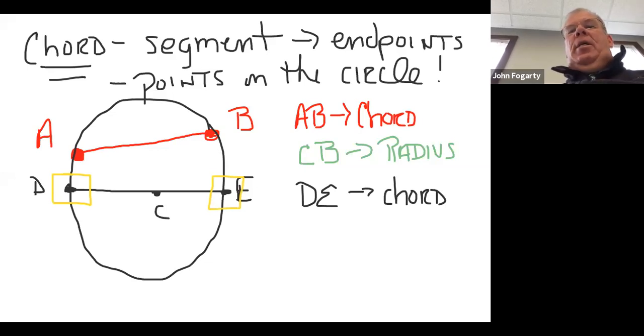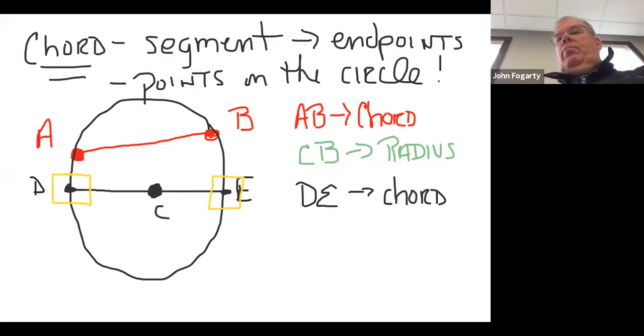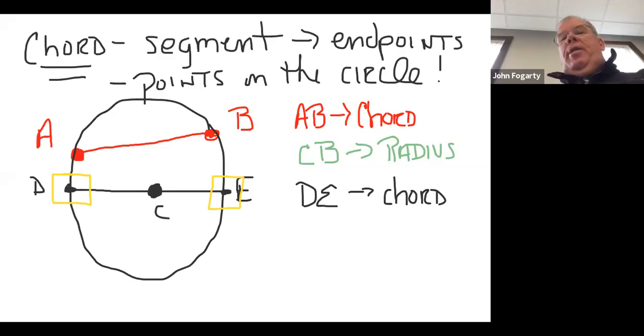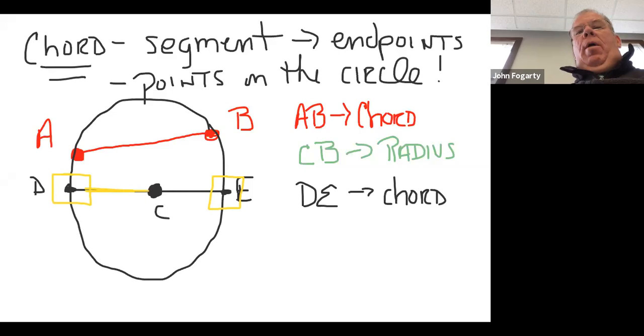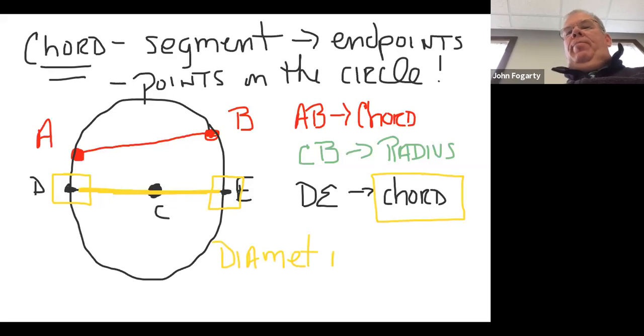But how is DE different than AB? It goes through point C. Yes, it goes through point C, and point C is called the center. Very good. So here's what we know about DE. DE is definitely a chord, but it's a special type of chord. Any chord that goes through the center is called the diameter. All righty? Does that make sense?